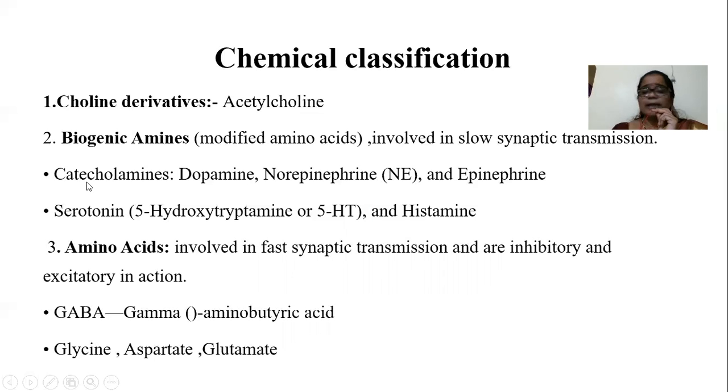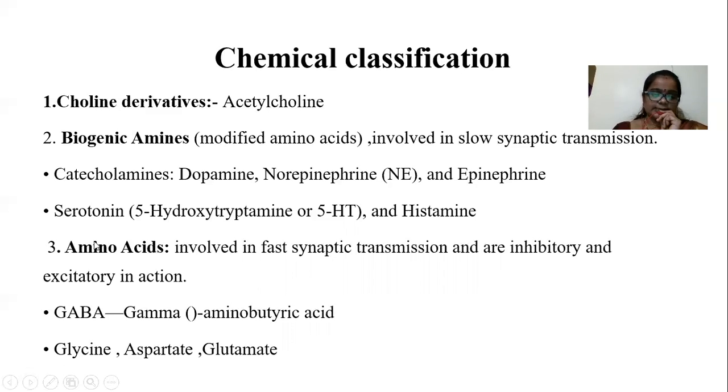Examples of biogenic amines are catecholamines. Catecholamines are produced from the adrenal medulla, a part of the adrenal gland, which is located on the surface of the kidneys. Examples are dopamine, norepinephrine, and epinephrine. Next is serotonin, also known as 5-hydroxytryptamine, and histamine. Catecholamines, serotonin, and histamine are examples of biogenic amines, also known as modified amino acids.